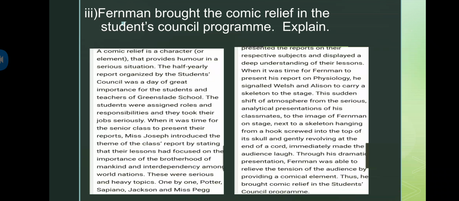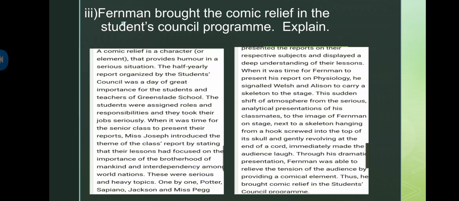One by one, Potter, Sapiano, Jackson, and Miss Pegg presented the reports on their respective subjects and displayed a deep understanding of their lessons. When it was time for Furman to present his report on physiology, he signaled Welsh and Ellison to carry a skeleton to the stage. The sudden shift of the atmosphere from the serious analytical presentation of his classmates to the image of Furman on stage next to a skeleton hanging from a hook screwed into the top of its skull and gently revolving at the end of the cord immediately made the audience laugh.